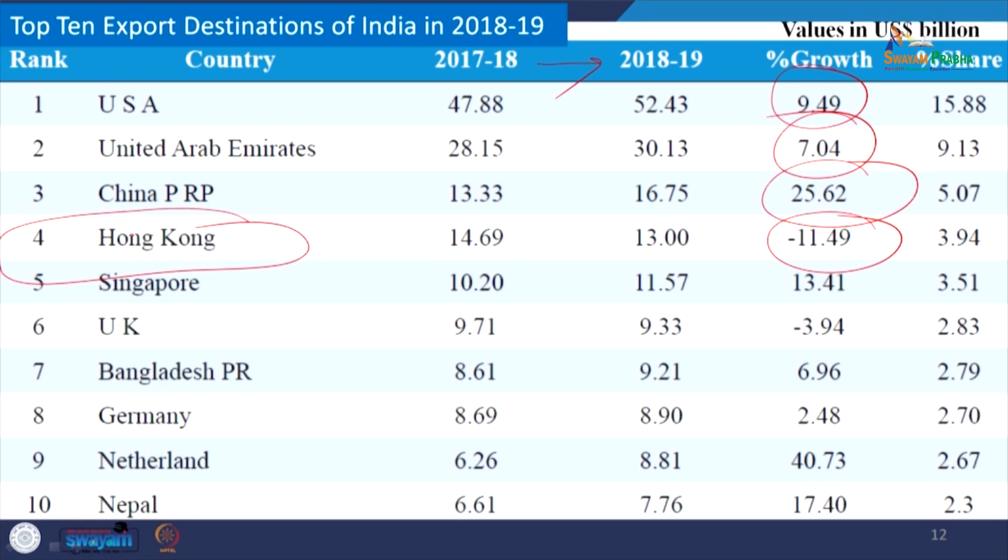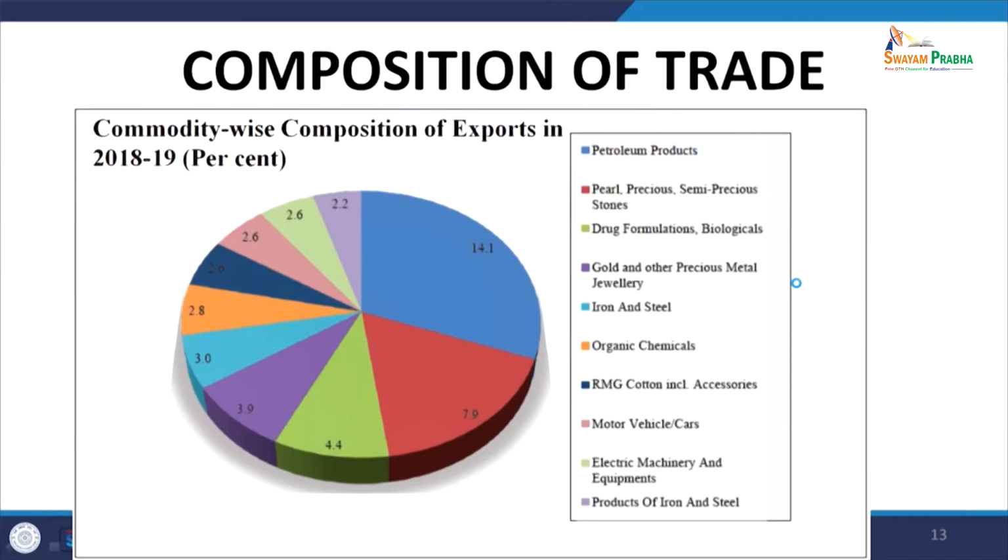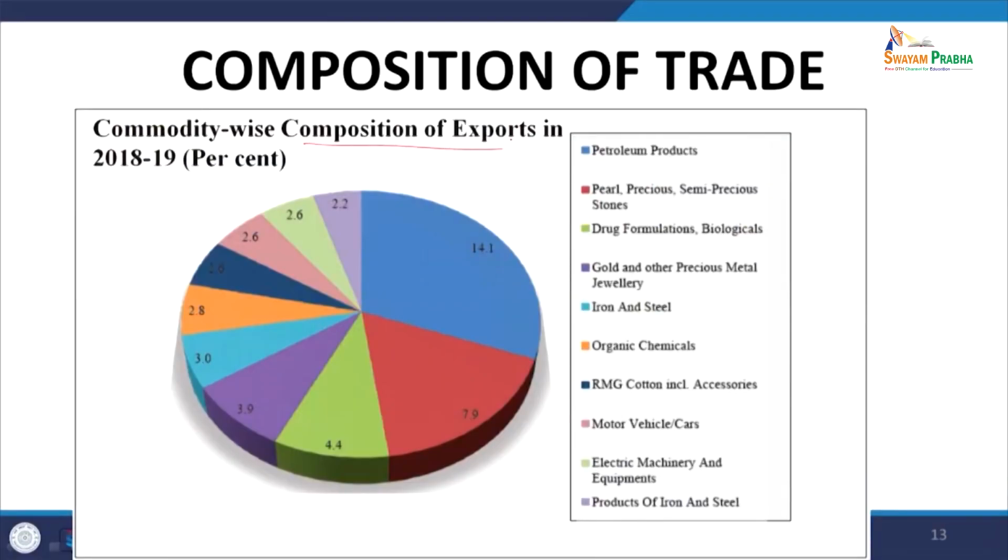Why is Hong Kong, in Hong Kong's case, we are not re-exporting or not exporting our total value. Similarly, UK is a negative figure as well, we need to understand that in their respective section. So far as composition of trade is concerned, products from its destination countries or the source countries, commodities exported in 2018-19.